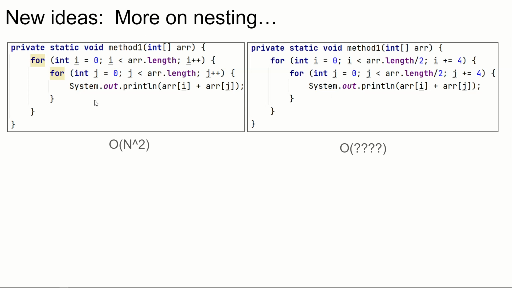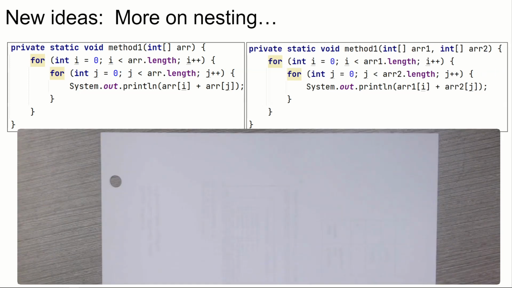Think about this one. On the left-hand side, we've got the same n squared example from before. What about this side? It's possible it's n squared. It's possible it's something less than n squared. Decide what you think. Pause the video.